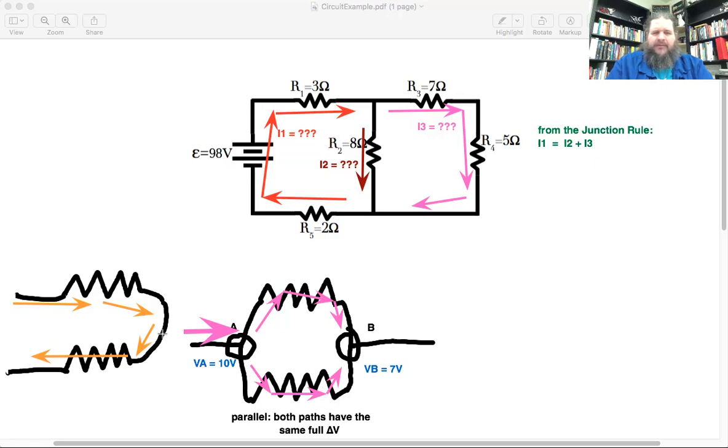Maybe you've got like 50 amps of current coming in and it splits into 40 amps and 10 amps. So we'd still have the junction rule. Incoming current equals the two outgoing currents, the currents through the two branches added together. So they split up the available current, but they both get the same full delta V. Any questions on that so far?